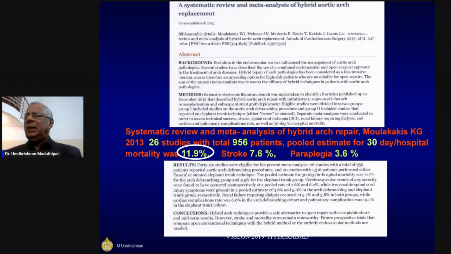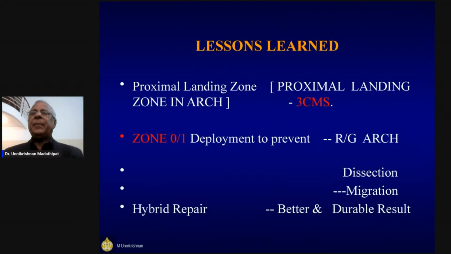Now, a look at the systematic review and meta-analysis of hybrid arch repair. The Greek surgeon Moulakakis, in 2013, looked at 26 studies with just under 1,000 patients: 30-day hospital mortality was 11.9%, and significant stroke and paraplegia together were almost 10%.